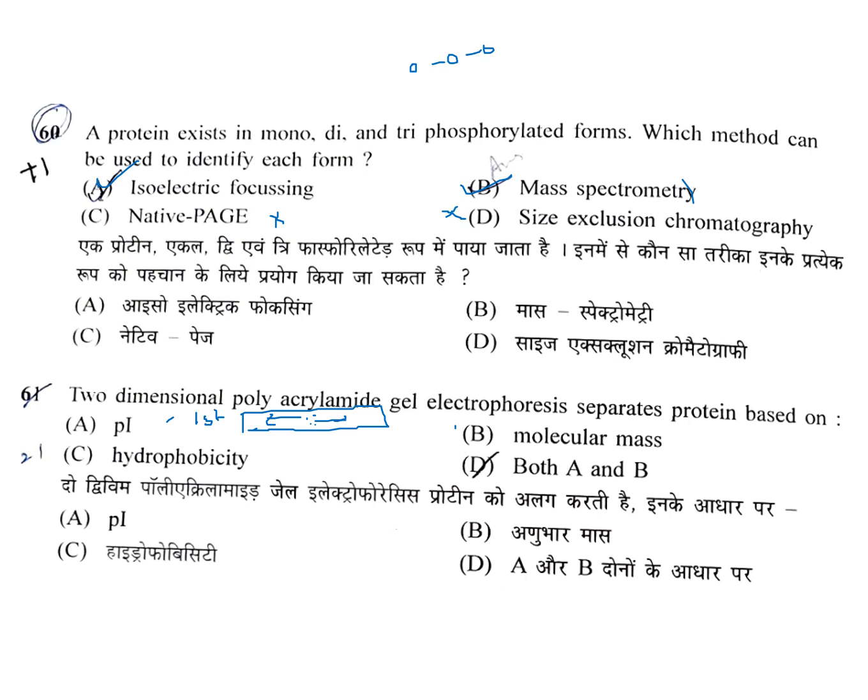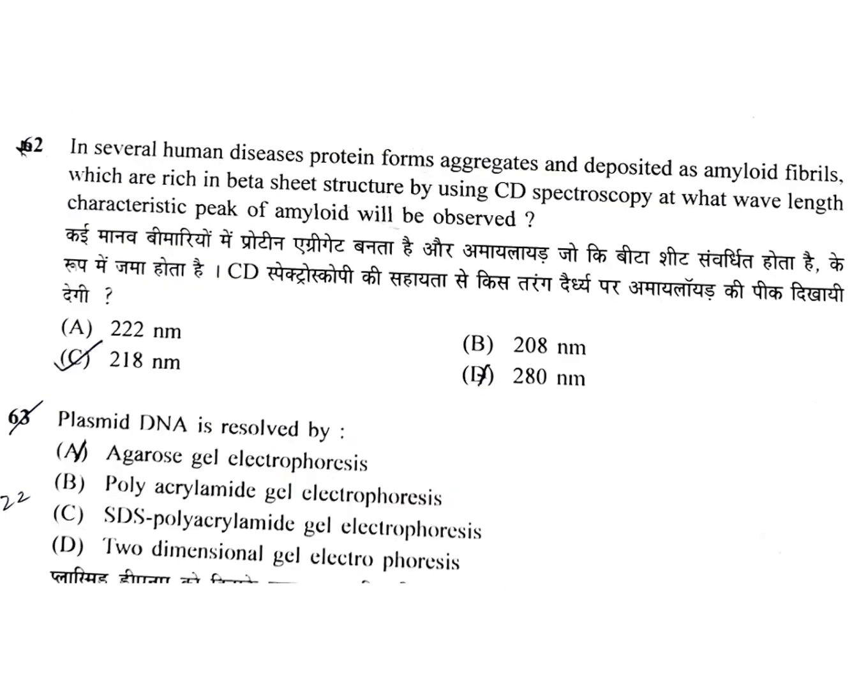They are separated, and then this strip is placed over the SDS PAGE. Then the proteins are separated in this direction in the SDS PAGE based on the molecular mass. So in 2D PAGE, first they are separated based on their pI in isoelectric focusing, and then they are separated based on their molecular mass using PAGE. So both A and B are the right options.